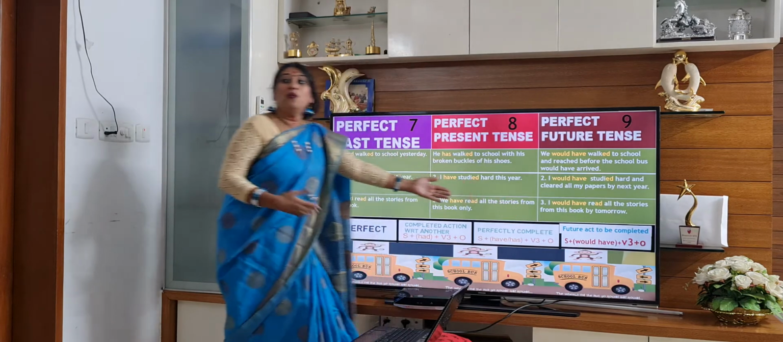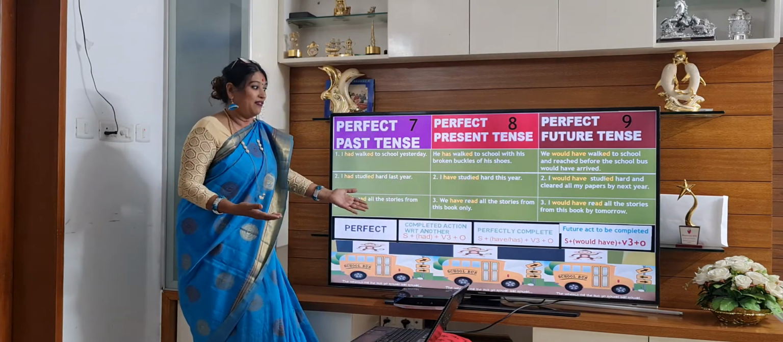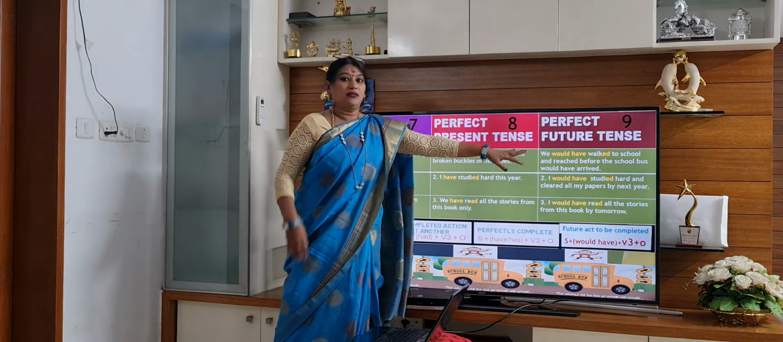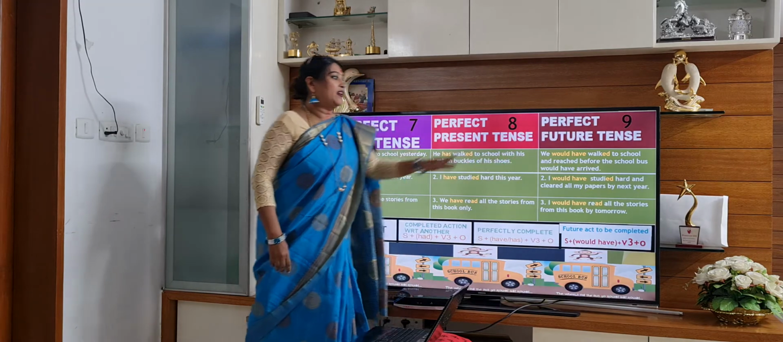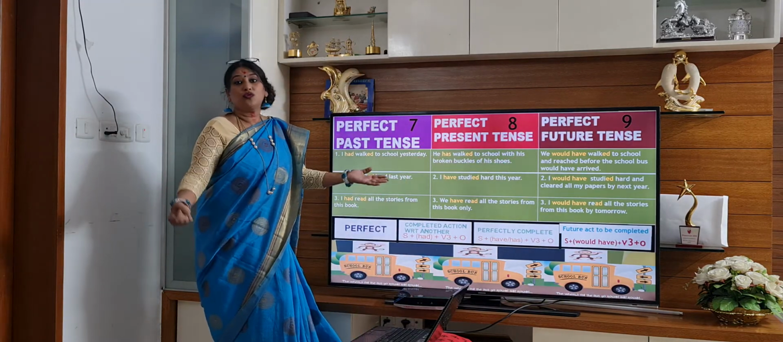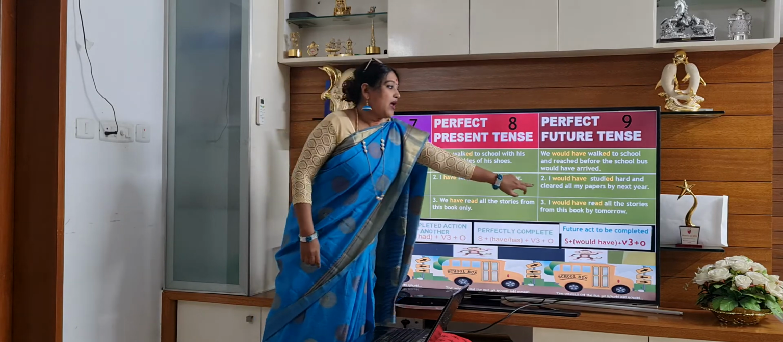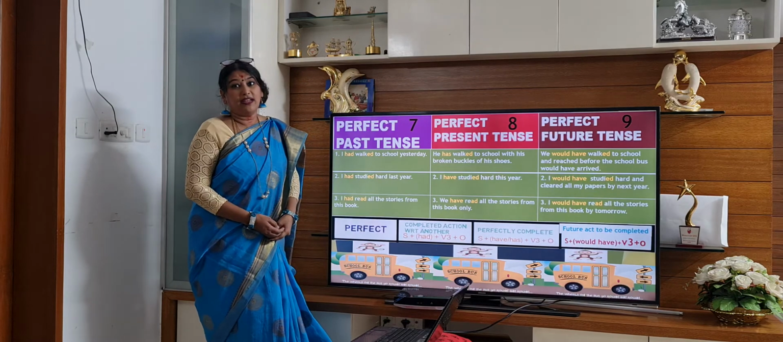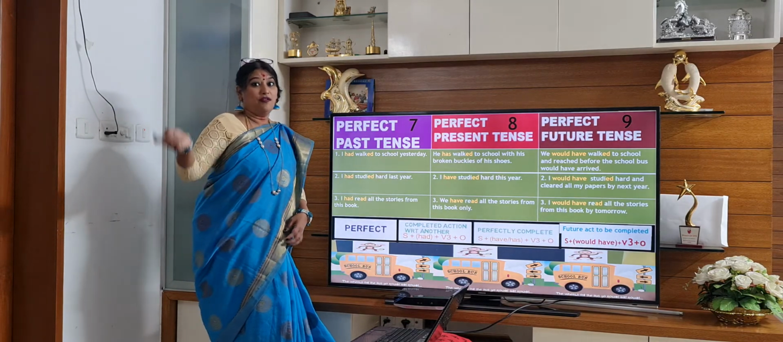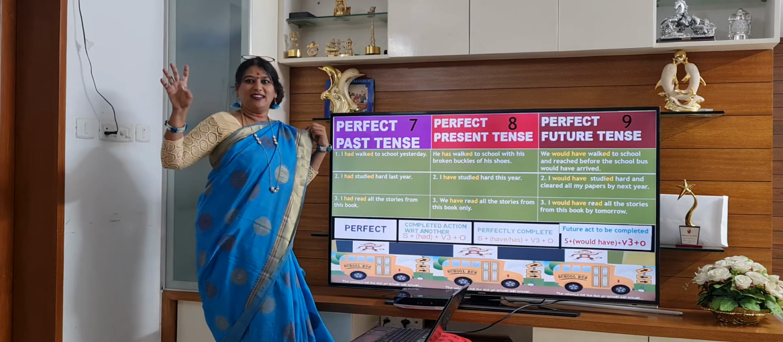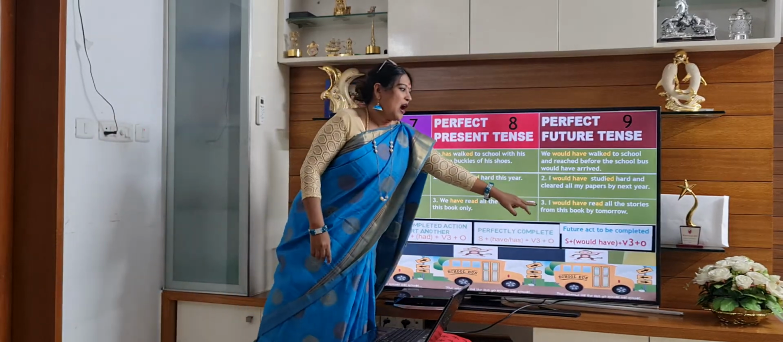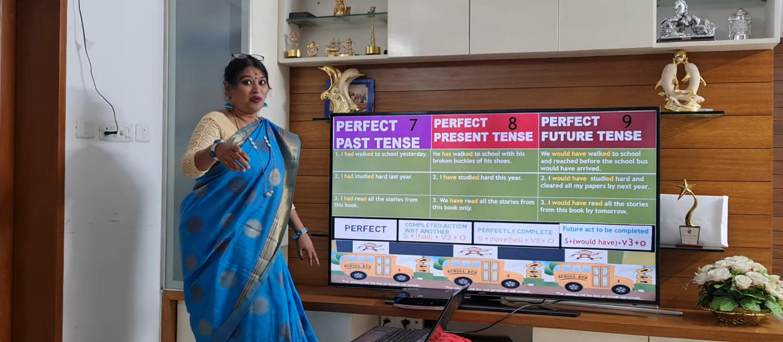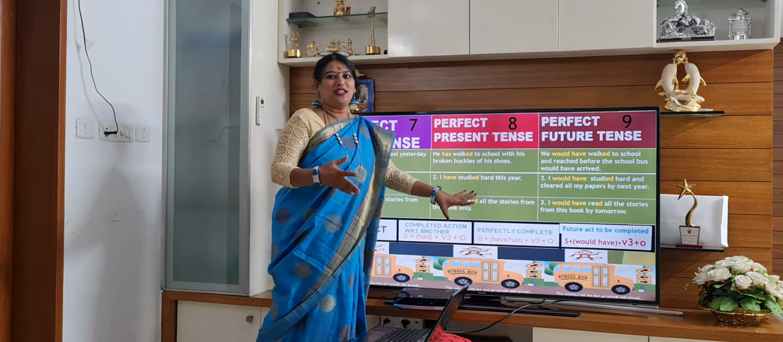Would have. And then again verb's third form. See, we would have walked, third form. We would have walked to school and reached before the school bus would have arrived. I would have studied hard and cleared all my papers by next year. That means by next year when you come, I would have finished my degree. That's what he's coming to say. I would have read all the stories from this book by tomorrow. By tomorrow, I would have finished reading everything.